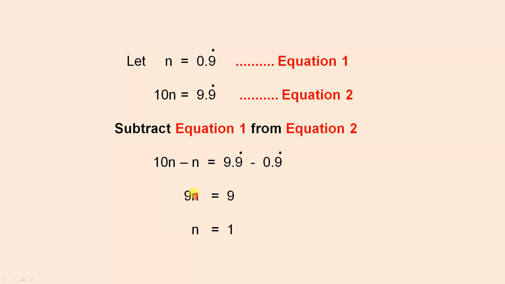10n minus n is 9n. 9.9 recurring minus 0.9 recurring is 9. So if 9n equals 9, therefore n equals 1. That's hard to believe, but that is absolutely true. And if you wanted to put it in the form a over b, it's just 1 over 1, but I have simplified it just to 1. See that? So 1 over 1 is the fraction in the form of a over b, where in this case a and b are equal, or you can just say n equals 1.